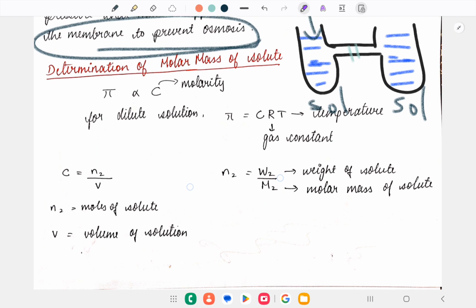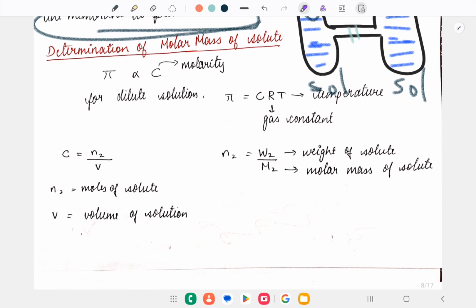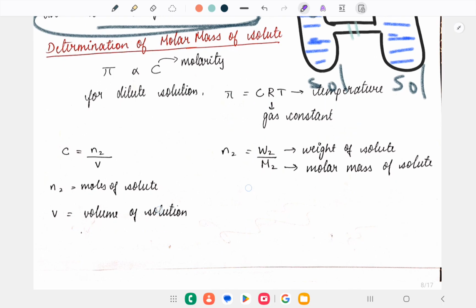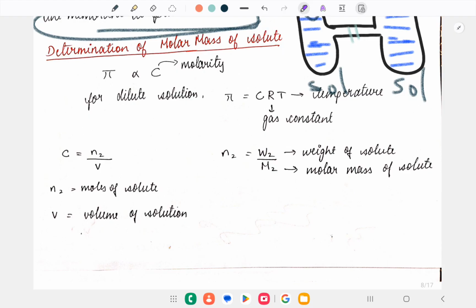So now we will study how to find out the molar mass of the solute. The osmotic pressure is directly proportional to the concentration of the solution at a given temperature. So your concentration is taken to be molarity. And for dilute solutions, we remove the proportionality symbol and we write the constants, that is R and temperature.